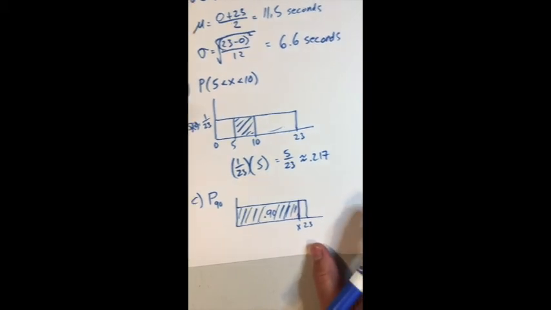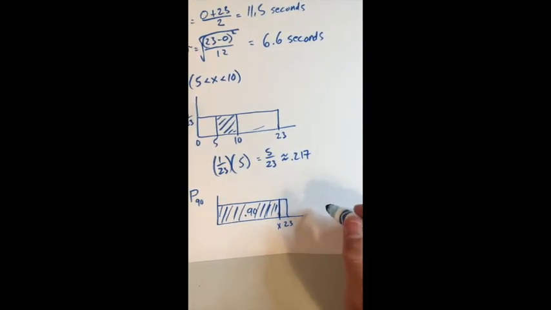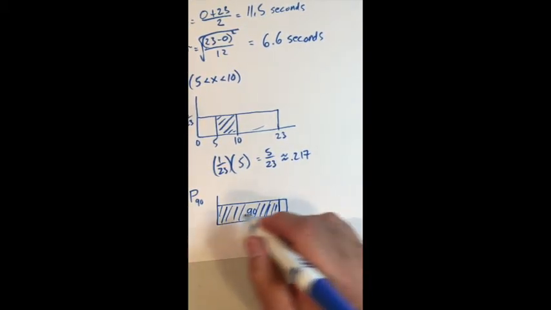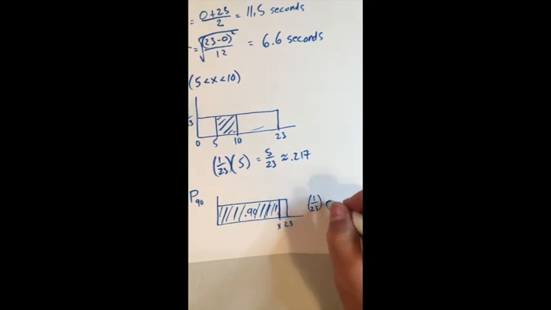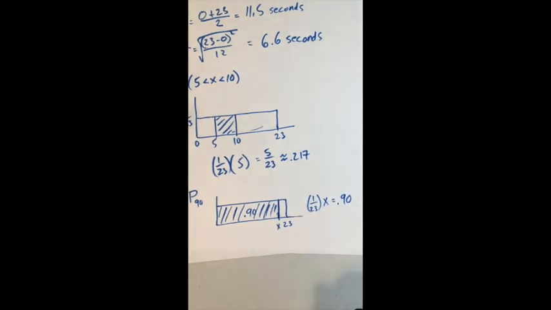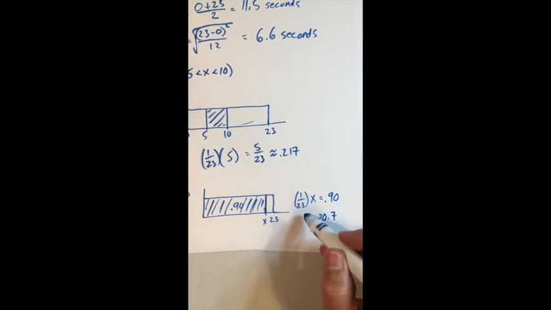So again, since we know that the height of this rectangle is 1/23rd, basically what we're trying to say is we're going to take 1/23rd and multiply it by some x value, and that's going to give us 0.90. So solving for x, we'd multiply both sides by 23. We get 0.9 times 23 gives us an x of 20.7. All right, so our 90th percentile value is 20.7.